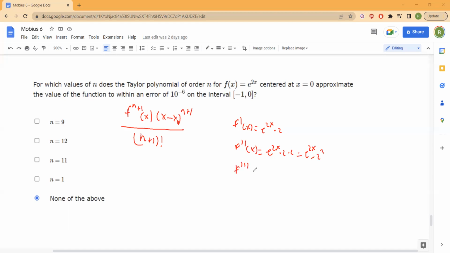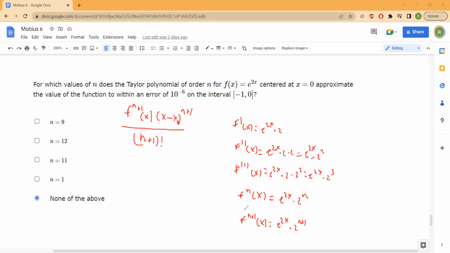The third derivative of x is going to equal e to the power of 2x times 2 times 2 to the power of 2, which is then equal to e to the power of 2x times 2 cubed. Okay, cool. So basically the nth derivative is equal to e to the power of 2x times 2 to the power of n, and the (n+1)th derivative of x is equal to e to the power of 2x times 2 to the power of n plus 1.